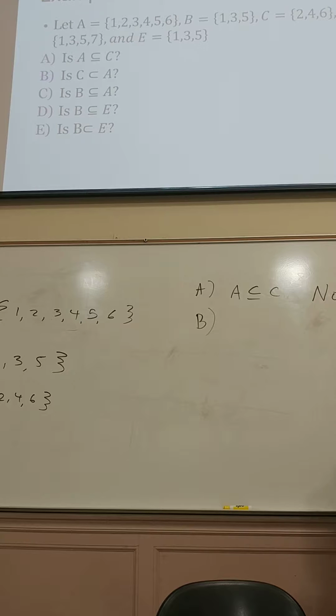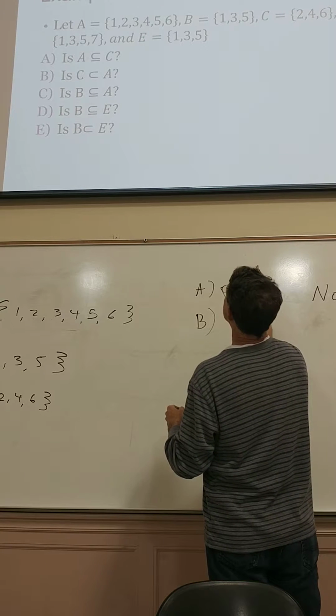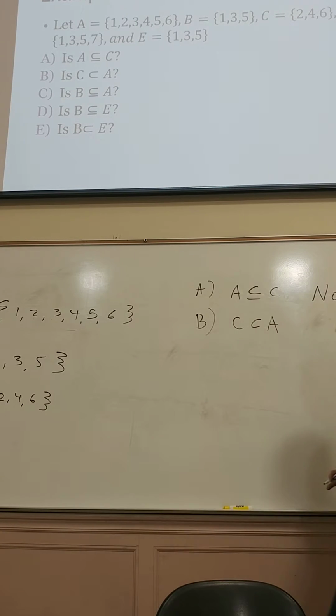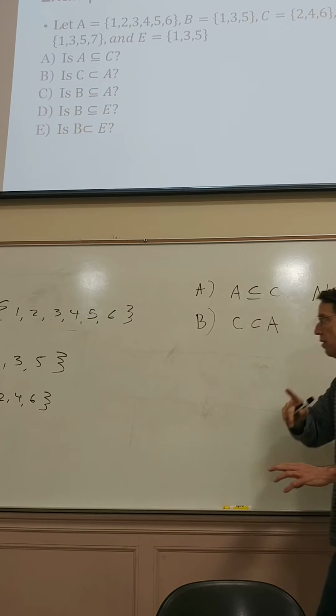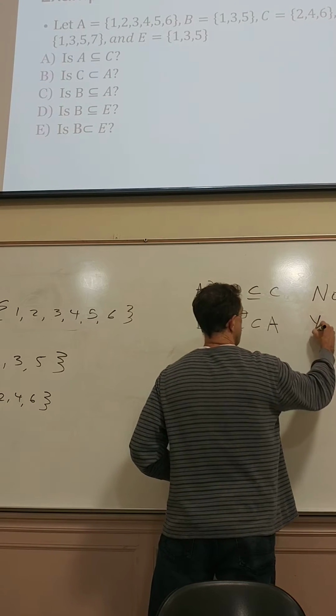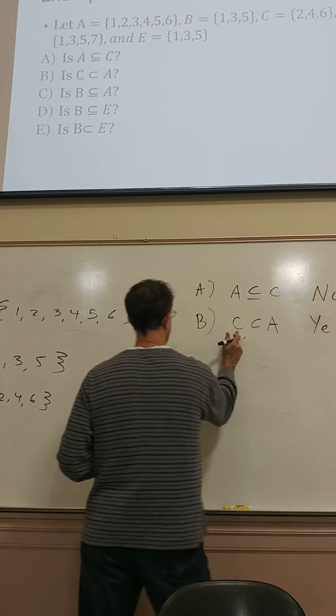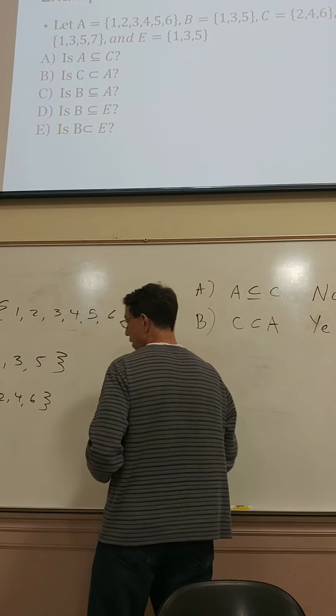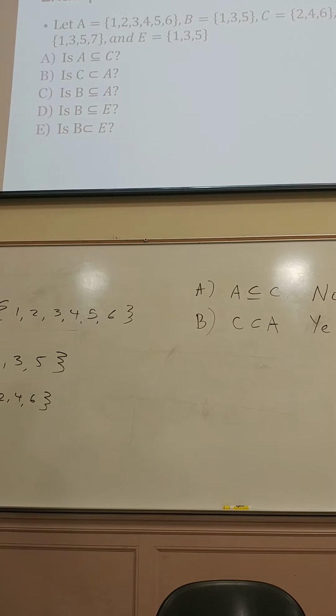Okay, is C a proper subset of A? So remember, if it's a proper subset, it can't be the set itself, and you have to have extra elements in A that are not in C. So if we trace, 2 is in A, 4 is in A, 6 is in A, we have extra elements in A that are not in C, so it looks like our definition works. So again, everything that lies in C does lie in A, and there are elements in A that are not in C.